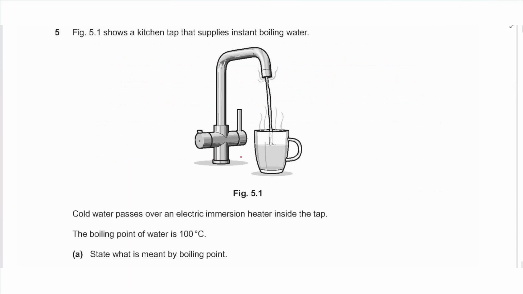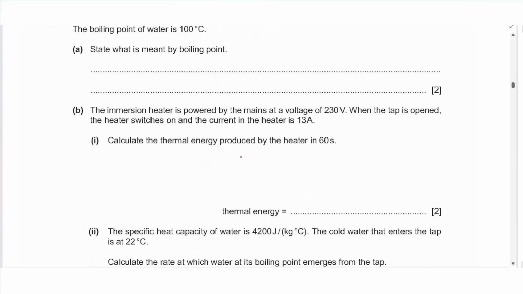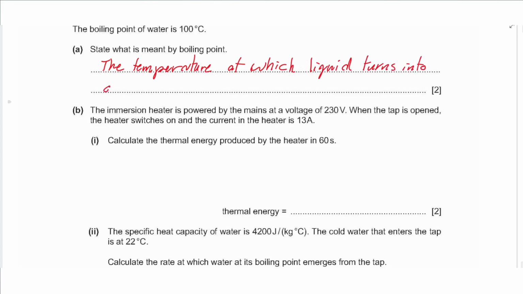The next question says, figure 5.1 shows a kitchen tap that supplies instant boiling water. Cold water passes over an electric immersion heater inside the tap. The boiling point of water is 100 degrees Celsius. Part A says, state what is meant by boiling point. It is the temperature at which liquid turns into gas.